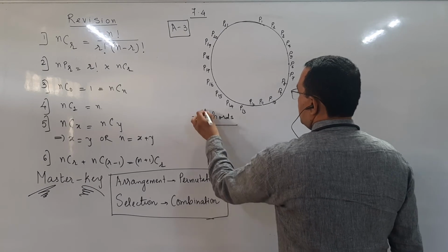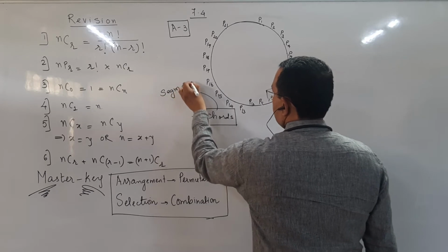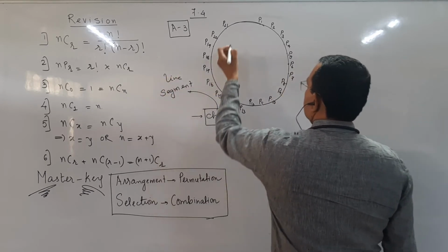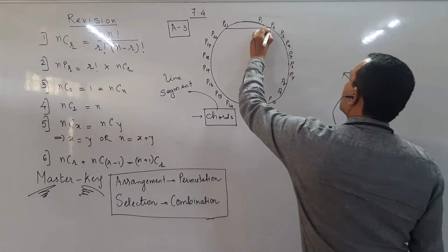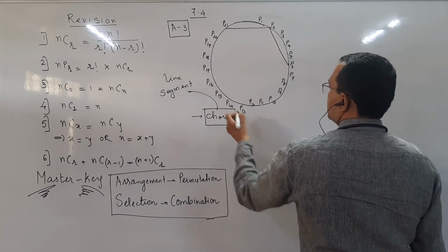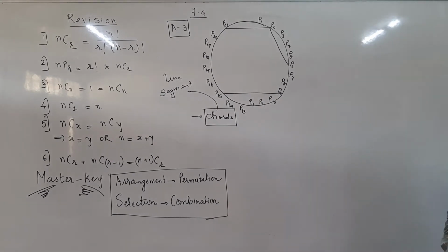Now students, you must be knowing what a chord is. A chord is a line segment. Say, I join P21 and P2. This is a chord. I join P2 and P6. This is a chord. I join P15 and P9. This is a chord. A chord is a line segment joining 2 points on a circle, and the longest chord is the diameter.